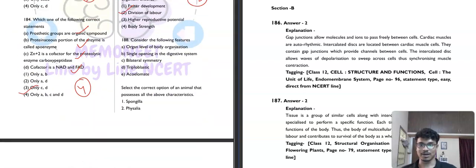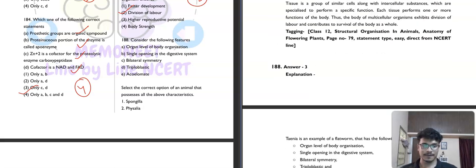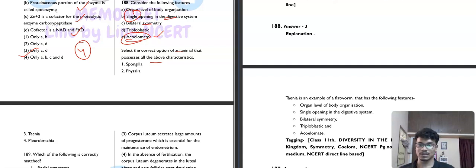Then question number 188. It is saying that consider the following features: organ level of body organization, single opening in digestive system, bilateral symmetry, triploblastic, acoelomate. So the correct option of the animal that possesses all the above characteristics: Spongilla, Physalia, Taenia and Pleurobrachia. You know that this is the example. Sorry, these are the features of Platyhelminthes. So Taenia will be our correct answer.